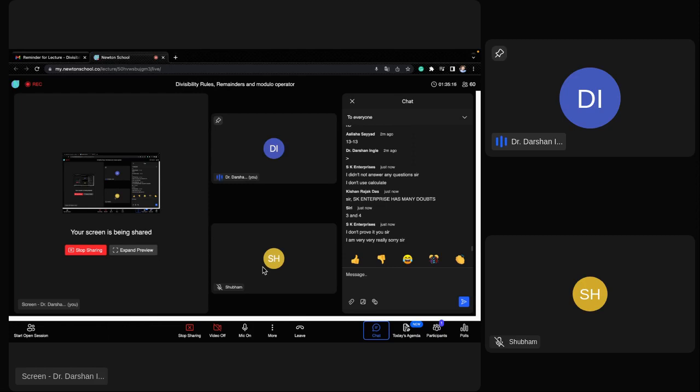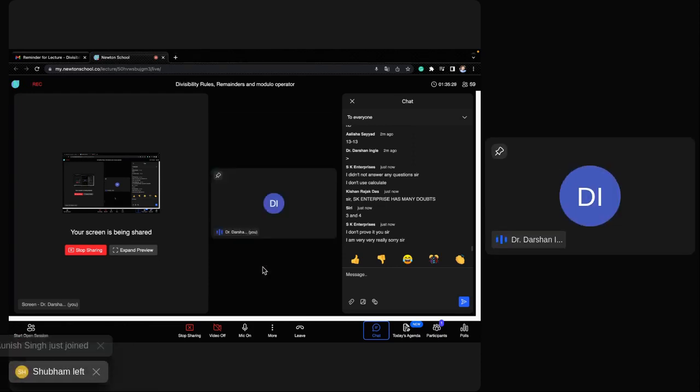No, actually, Kishan, the problem is what SK Enterprise says. Most of the questions I don't understand because there is a lot of grammatical issue over there. I really find it very difficult to understand what you are typing. So somehow I try to make sense of it, but not 100%. And because of that, misunderstanding happens.